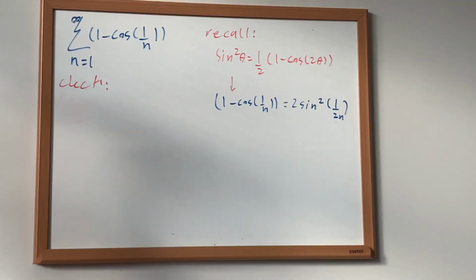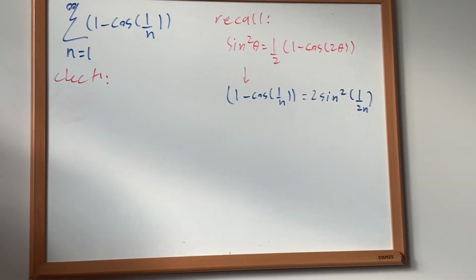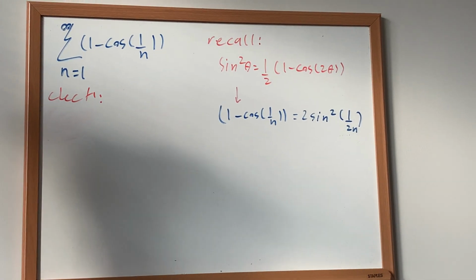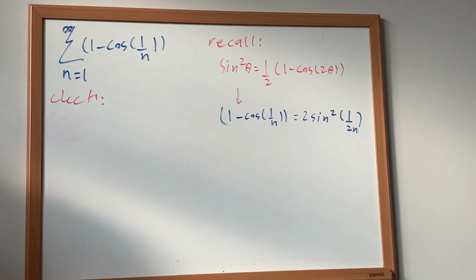Hi, I'm Kian, and today I want to show you how to evaluate a series using the limit comparison test. So you have a series from 1 to infinity of 1 minus cosine of 1 over n.